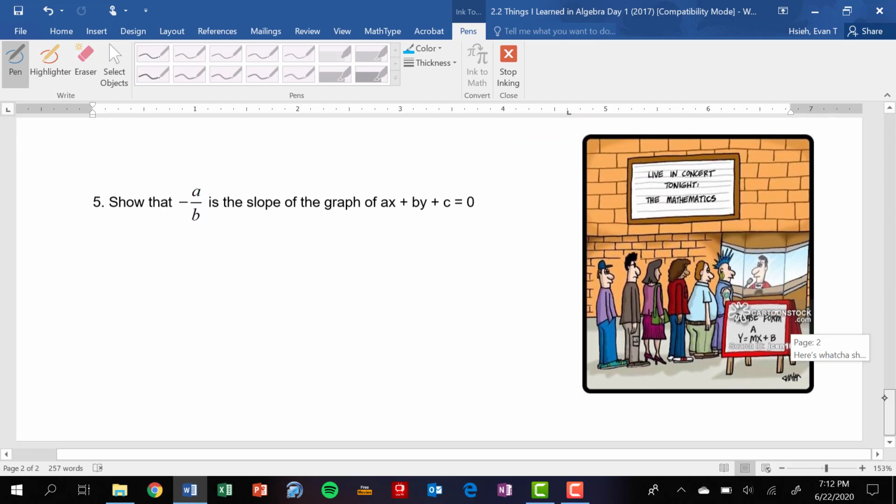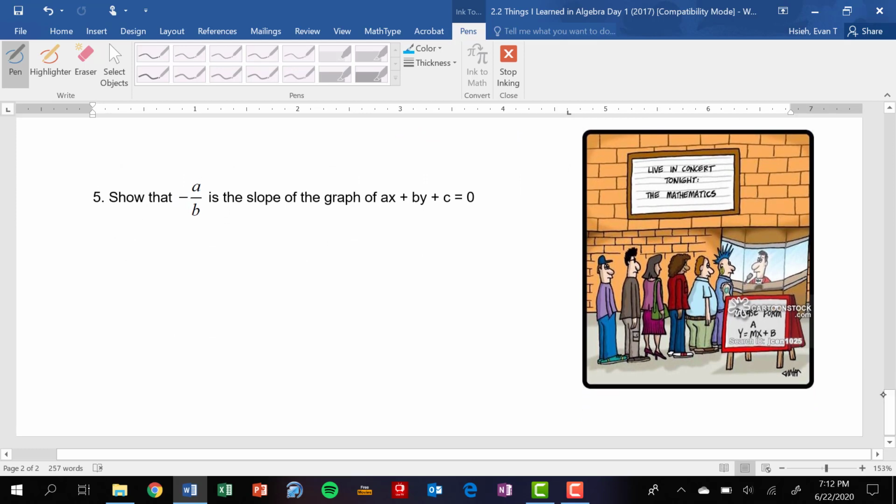Let's jump all the way down here, show the slope is the slope of the graph ax plus by equals c. So, like I mentioned in the previous problem, finding slope of this thing, basically if I solve for y, I should end up with y equals mx plus b form. So I want to put this whole thing into y equals mx plus b form. And the way you do that is basically solve for y.